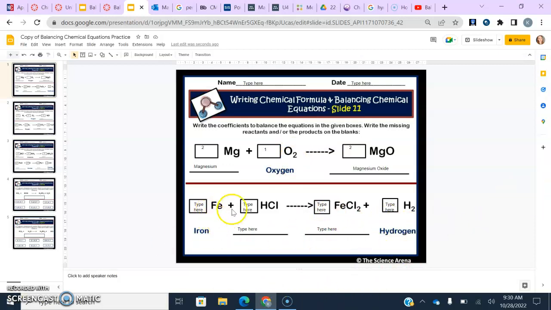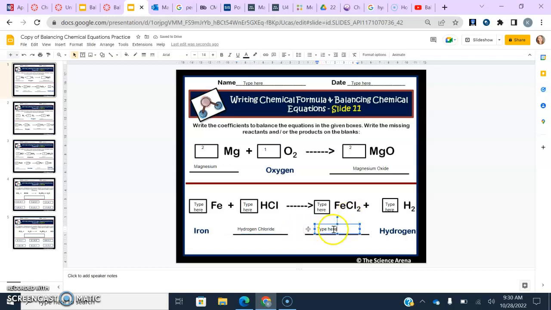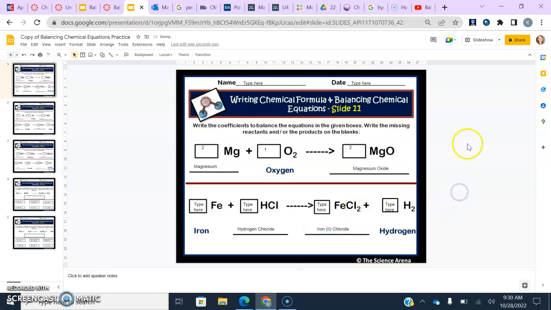So here we have iron plus, this is hydrogen chloride. That's not in your naming rule because we didn't talk about naming acids, but that's okay. Just take my word for it. And then we have FeCl2, which is iron. We know that iron is a transition metal, and we know that its charge is 2 from the charge on the chlorine. So this is iron(II) chloride. Okay, so I got them named. So let's do our inventory list.